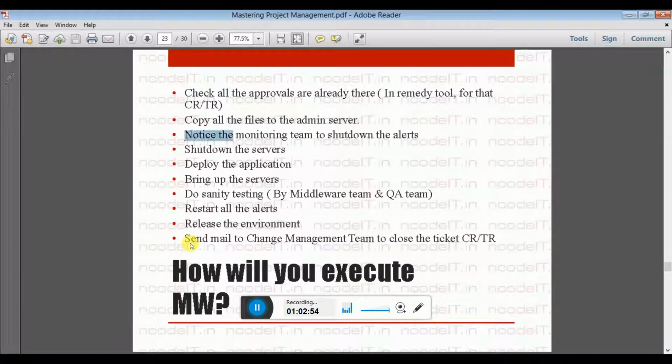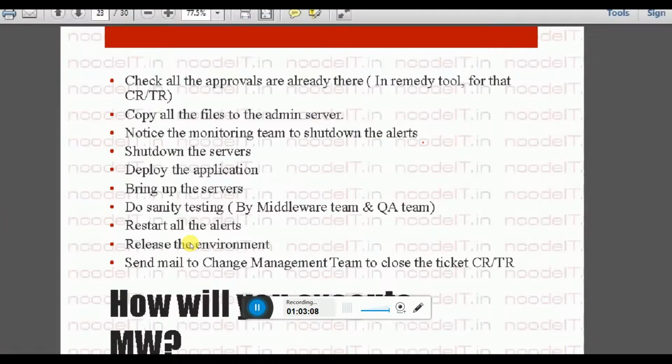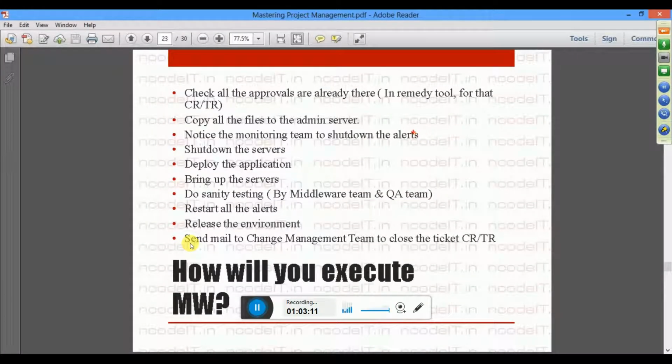Then if it is production, you need to shut down all the alerts, because you're going to shut down the servers and the monitoring tool will throw alerts. So what you do is you create what is called a blackout. Nowadays it's technically called a blackout. Now, the creation of the blackout, you won't do it. The reason is, we only use the monitoring tool for monitoring. We don't configure the monitoring tool.